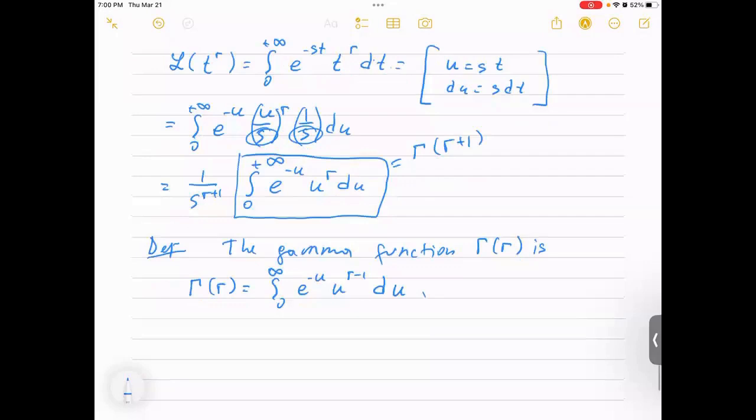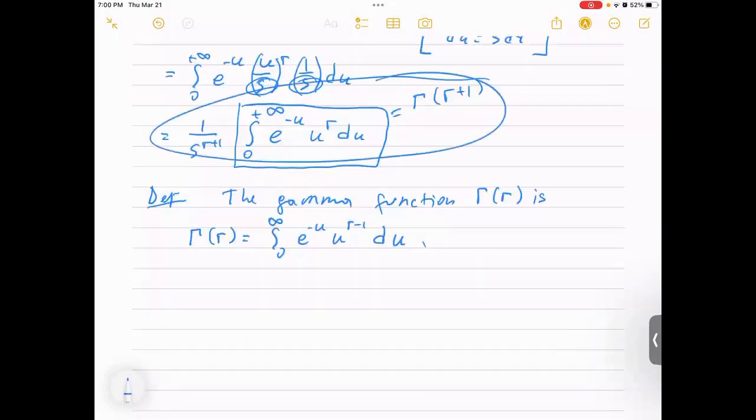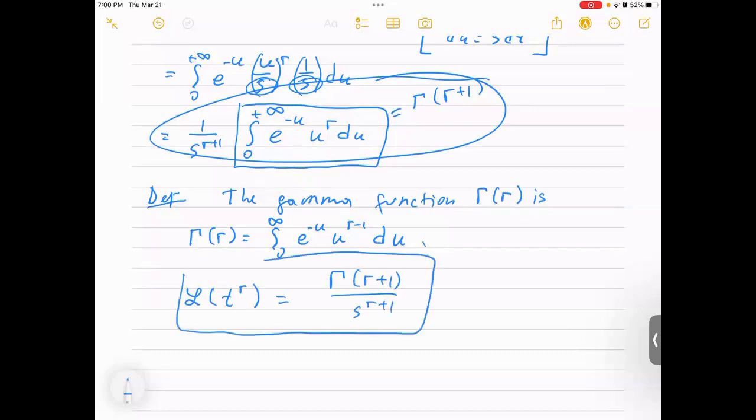And as we just saw a second ago, from here we get a property of the gamma function, which tells us that in order to calculate the Laplace transform of the power function t to r, that is going to be equal to the gamma function at r plus 1 divided by s to r plus 1. So that's a property of the gamma function that we're going to be using to calculate Laplace transforms.